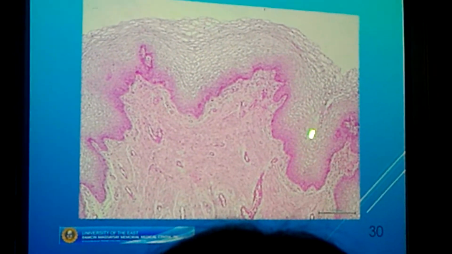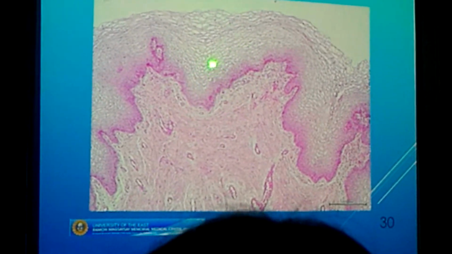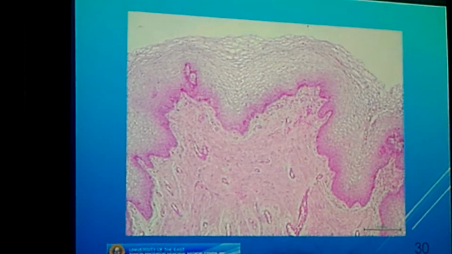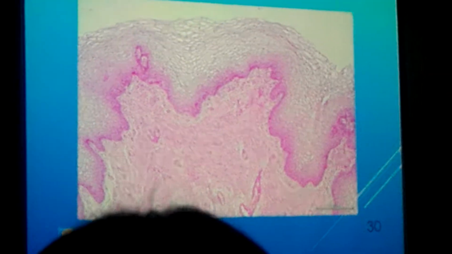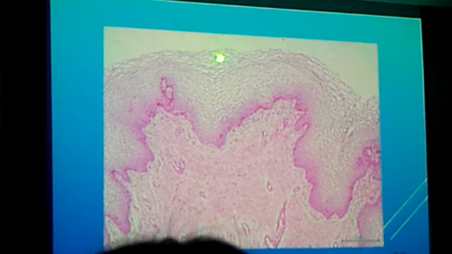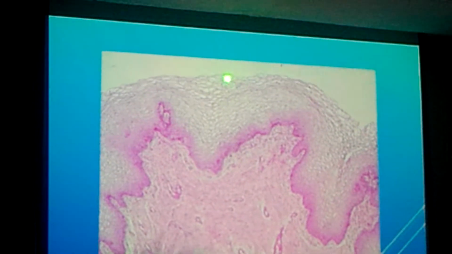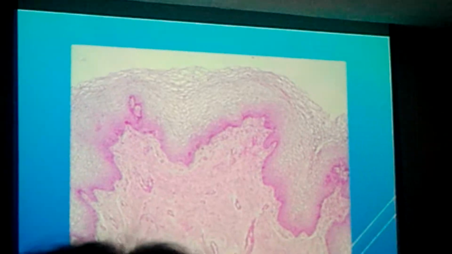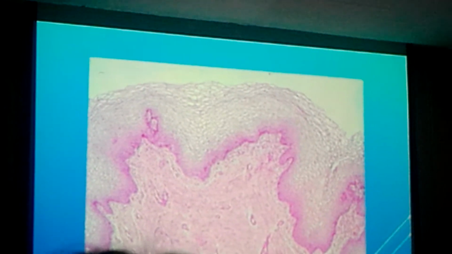No, because look at the top. So stratified squamous epithelium, when it's really dry, it's keratinized. Non-keratinized, up to the top, you still have a nucleus. So, non-keratinized. Wet.